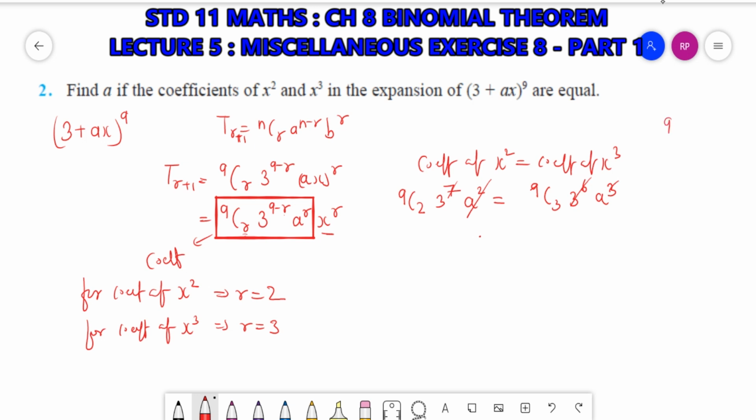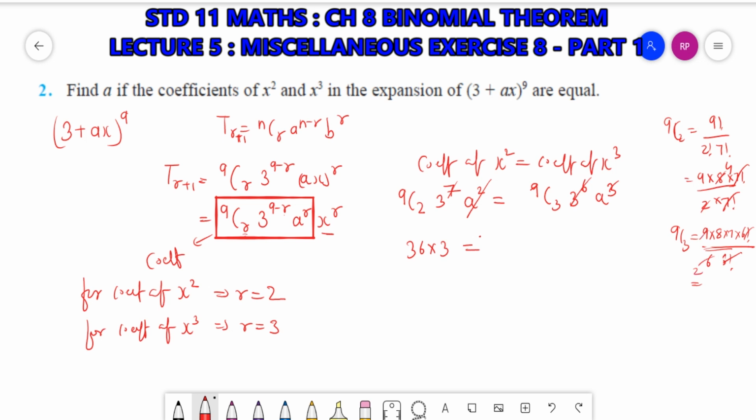Now 9C2, I'm solving it rough. 9 factorial upon 2 factorial into 9 minus 2, 7 factorial. 9 into 8 into 7 factorial upon 2 into 7 factorial. 2 ones are 2, 2 fours are 8, 9 fours are 36, into 3. This is equal to 9C3. I'm writing directly 9 into 8 into 7 into 6 factorial upon 3 factorial into 9 minus 3, 6 factorial. So this will get cancelled. So 3 factorial is 6.